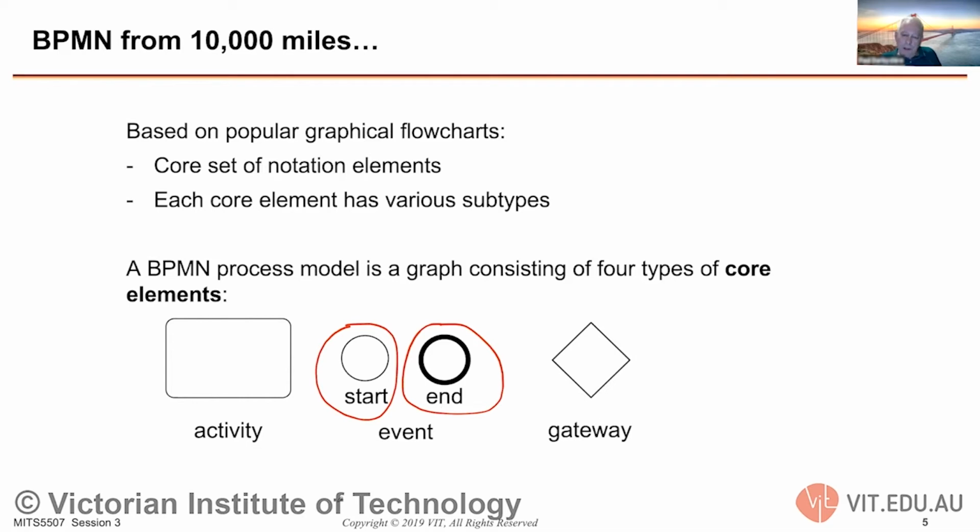The gateway symbol is a diamond-shaped symbol, and this fulfills a similar sort of role to a decision in a flowchart. Basically, the gateway allows us to split a process flow up into multiple flows, or allows us to gather together multiple flows and then exit with a single flow. So we can use it to split or to gather up flows. And of course, we use an arrow for a sequence flow.